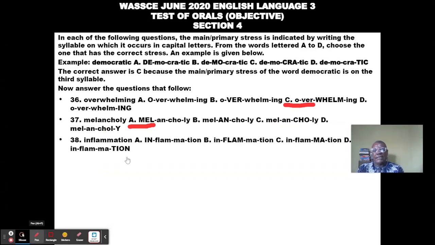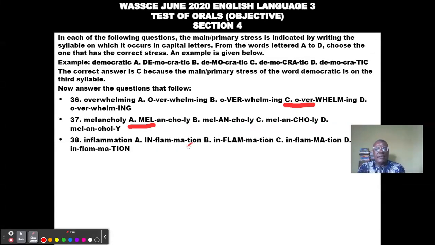Question 38, we have inflammation. Now, when you pronounce it, even with the rule of intuition, you can perceive that stress is on MA. But then there is a phonological rule concerning polysyllabic words that end in certain suffixes, such as ION, IC, IAL, EOUS, AL, and so on. Such words have stress on the second syllable from the end of the word.